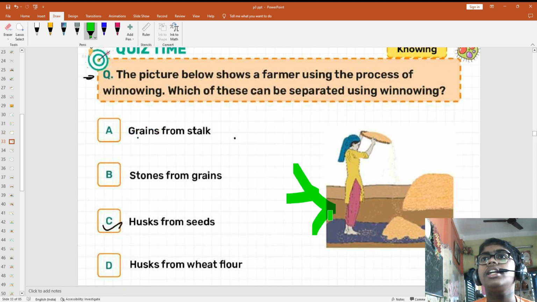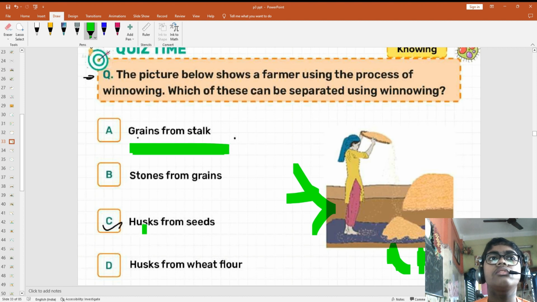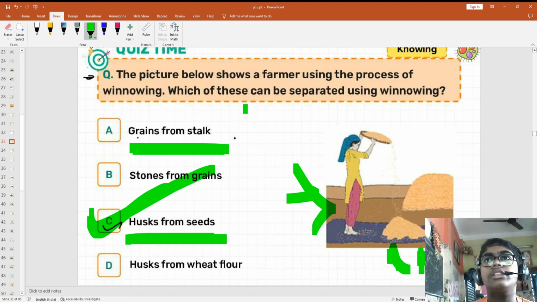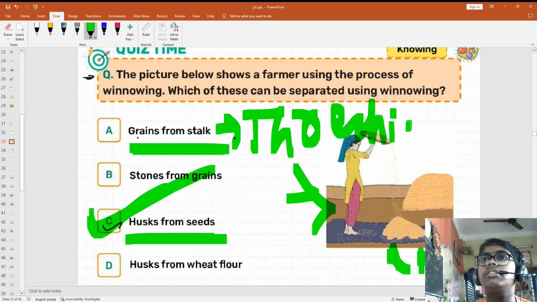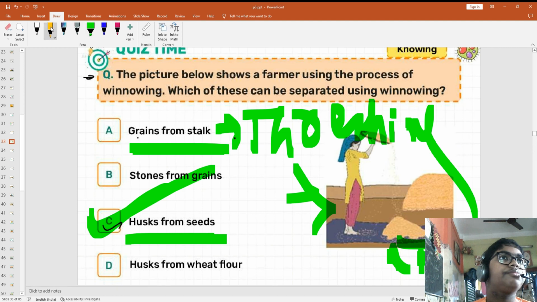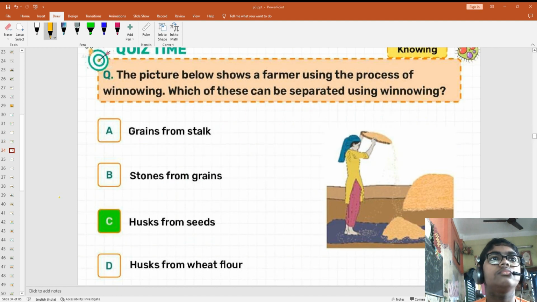Next, the picture. You can see the picture. The picture below shows a farmer using the process of winnowing. What is separated by winnowing? Grains from stalks, or husks from sticks? The answer is husks from sticks. This is the threshing part, right? This is the threshing. Husks, I have told you, means chaff only.